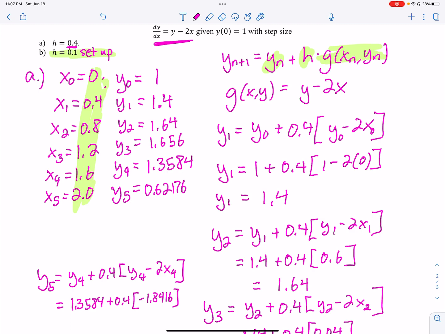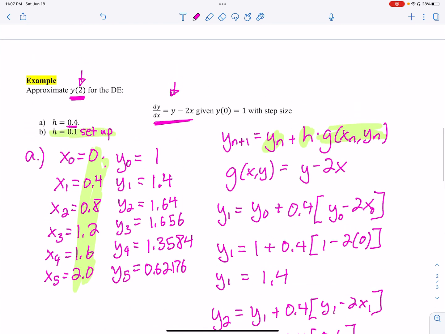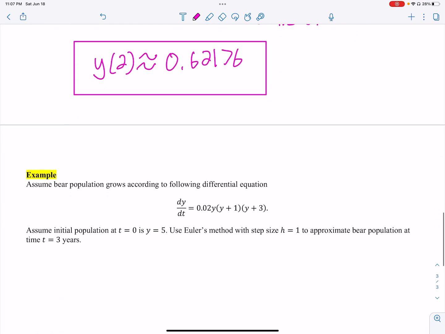This is when a program would be probably more effective. I'm not going to ask you to do that many on a test. This would be a great type of problem for Euler's method that would show up on a test. Maybe my derivative would be a little more complicated, but I wouldn't ask you to do a step size of 0.1 just because of how long that takes. All right, let's go back to this bear problem.